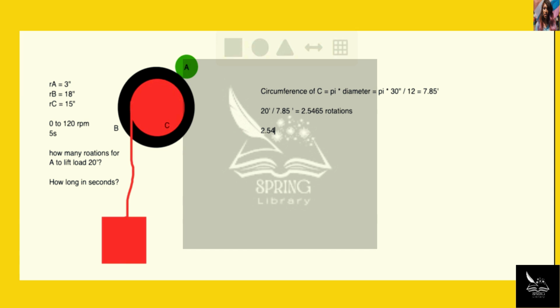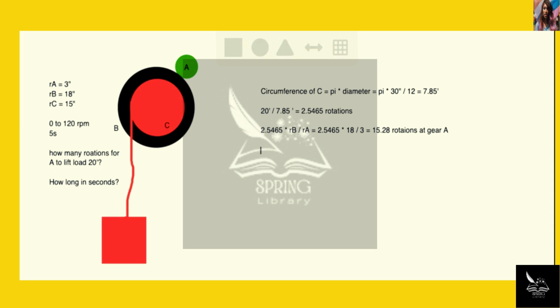So we have 2.5465 rotations at C, and we're going to take that times the gear ratio of gears A and B. So we take the radius of B divided by the radius of A, which equals 2.5465 times 18 over 3, and it gets us 15.28 rotations at gear A.